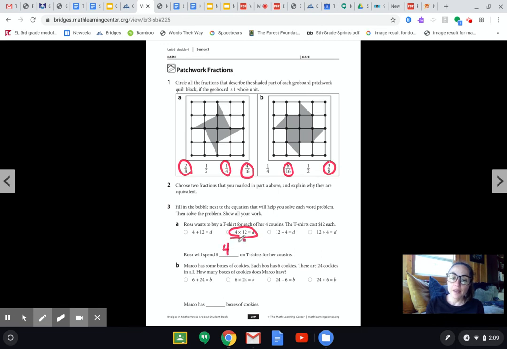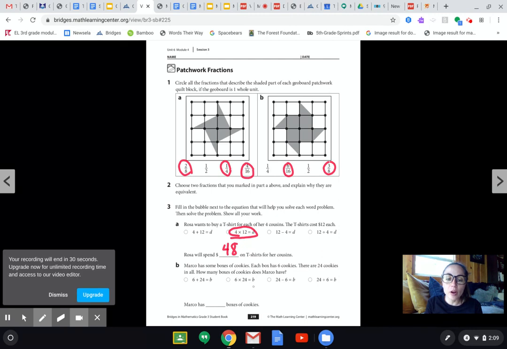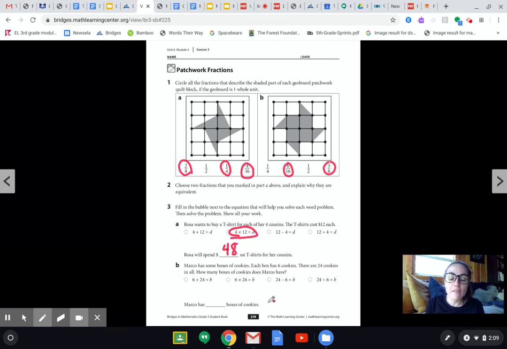Okay. And B, Marco has some boxes of cookies. Each box has 6 cookies. There are 24 cookies in all. How many boxes of cookies does Marco have? So this is similar to the Katiana and the Girl Scout cookies problem. So here we have 24 cookies, with 6 in each box. So we're looking at a division problem here. Remember, we always put the larger number in front, and our answer is 4.